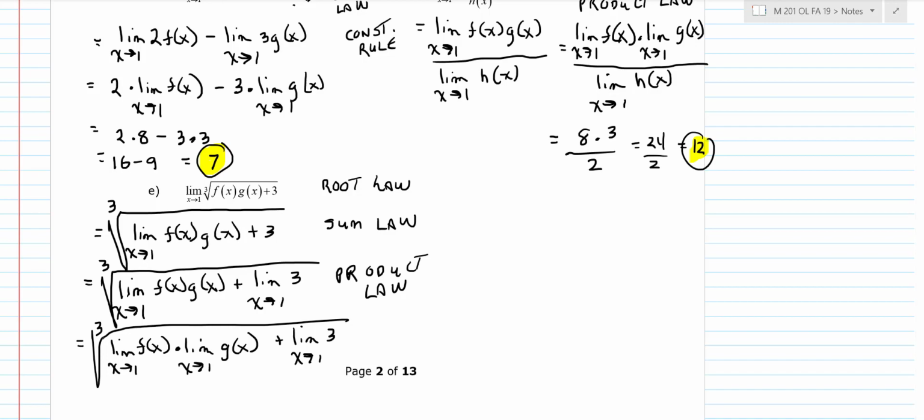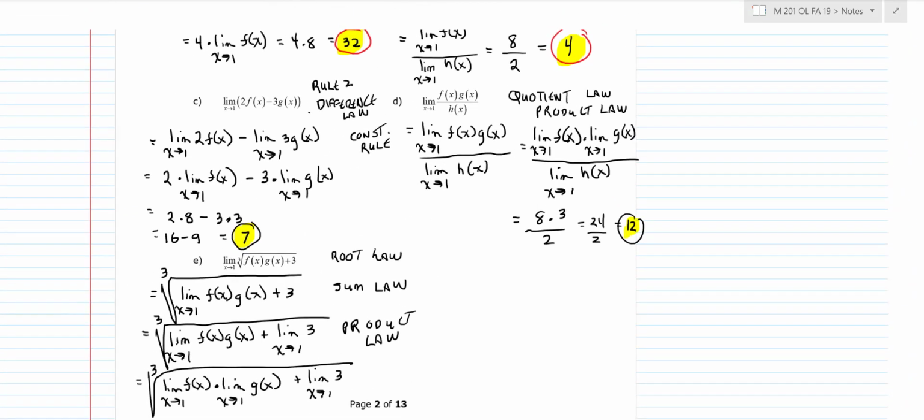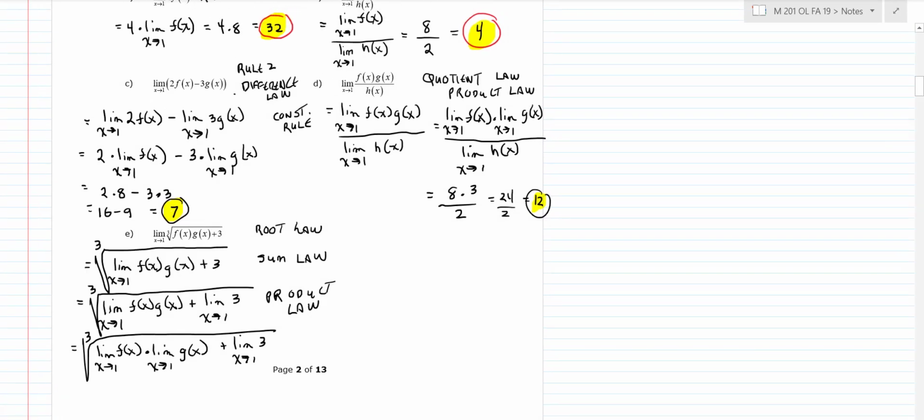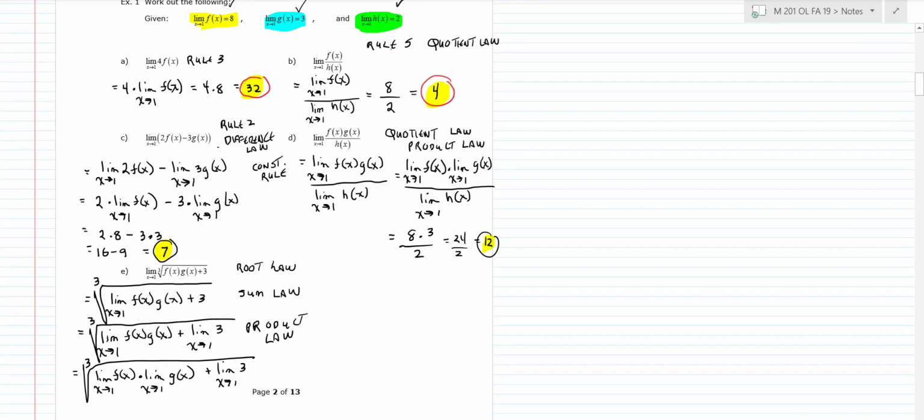Okay, so if I go back up to what I gave you on this, I've kind of forgotten. Looks like we have the limit of f of x is 8, the limit of g of x is 3, and then the limit of 3 is 3.